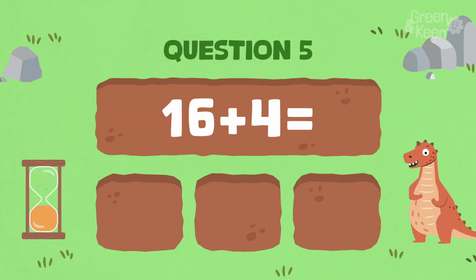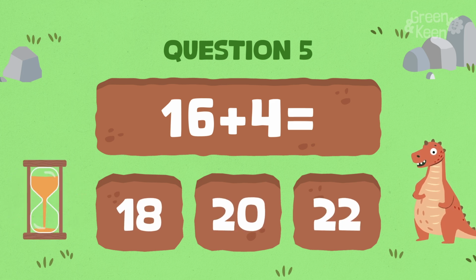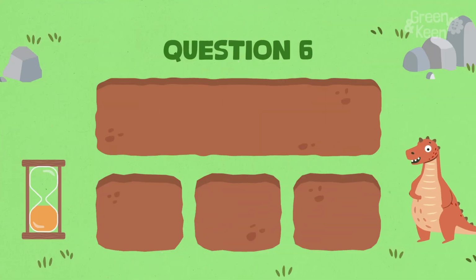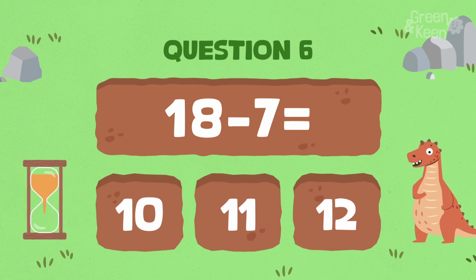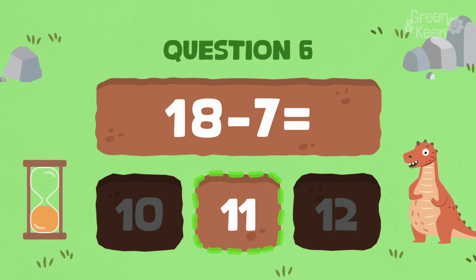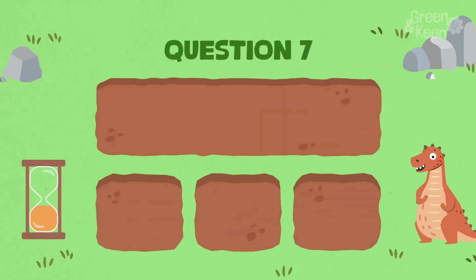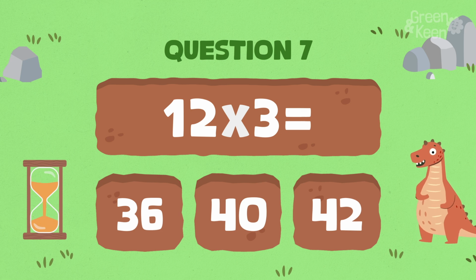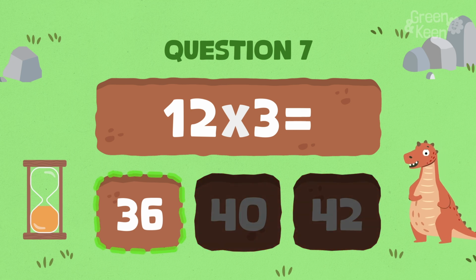Question number 5. 16 plus 4 equals... The answer is 20. Question number 6. 18 minus 7 equals... The answer is 11. Question number 7. 12 times 3 equals... The answer is 36.